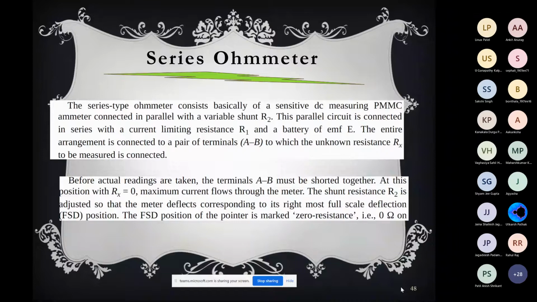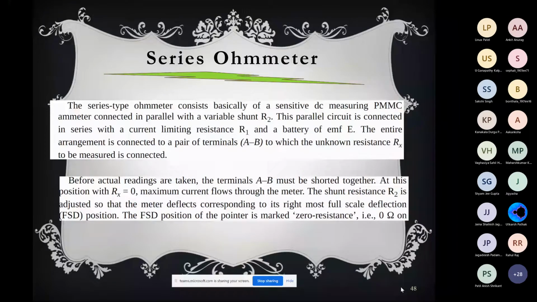What I said before is that before actual readings are taken, the terminals A and B must be shorted together. Once they are shorted, that means a resistance of 0 ohm, Rx is 0, and maximum current flows through the meter. So the shunt resistance R2 is adjusted so that the meter deflects to its rightmost full scale deflection position. So the full scale deflection of this pointer is marked as 0.